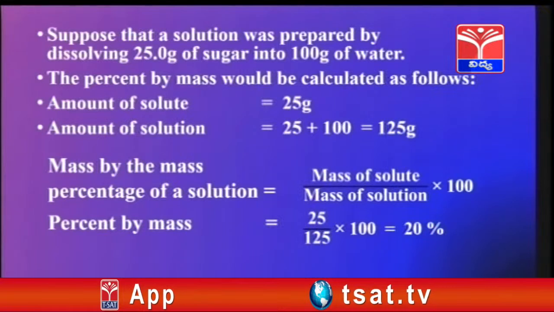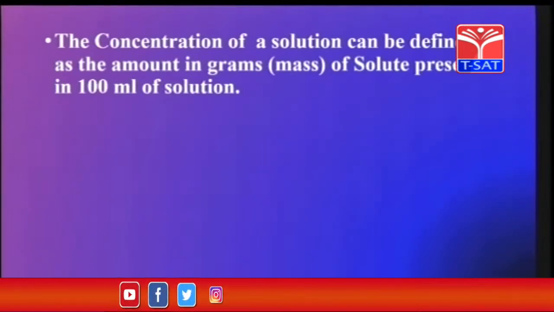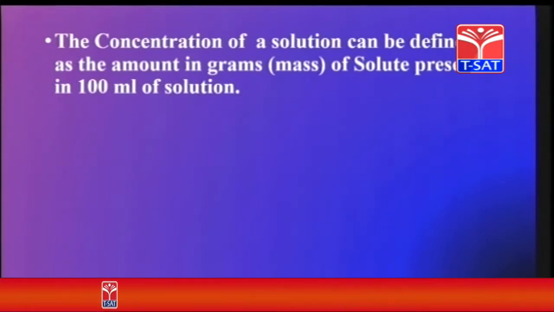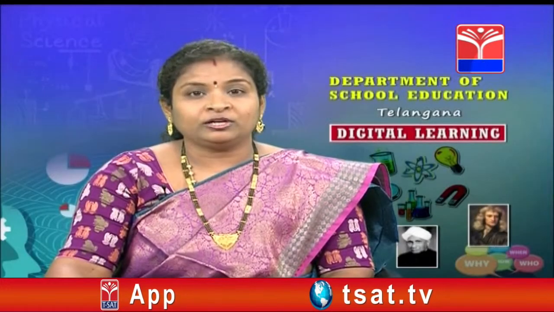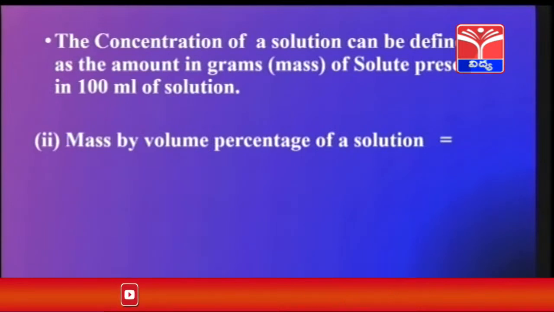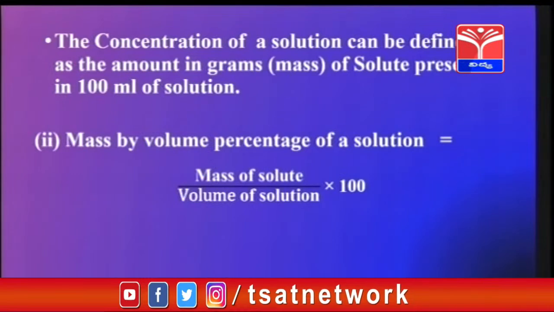We call it 20% mass by mass percent of solution. Mass by volume percentage: the concentration of a solution can be defined as the amount in grams of solute present in 100 ml. As I told you, it is mass by volume percentage, so we are taking the volume of the solution into consideration. What is the formula? Mass of the solute by volume of the solution into 100.